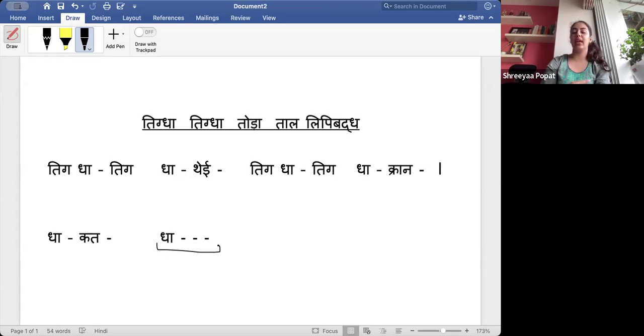Keep clapping and reciting, okay, as and when I'm doing it. So you'll get that clarity. Let's recite till here. 1, 2, 3, start. Tigadha, tigadha, thai. Tigadha, tigadha, kran, dha, kat, dha. Next, kran, dha. Next clap is kran, dha. Remember, the second kran is on the beat.